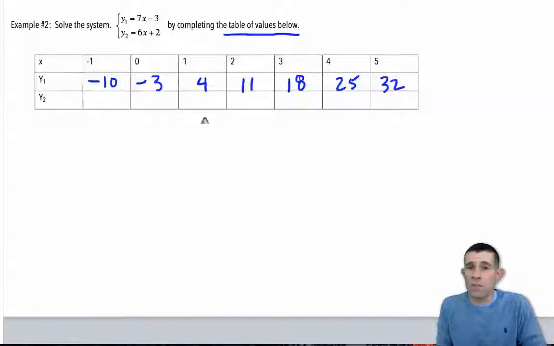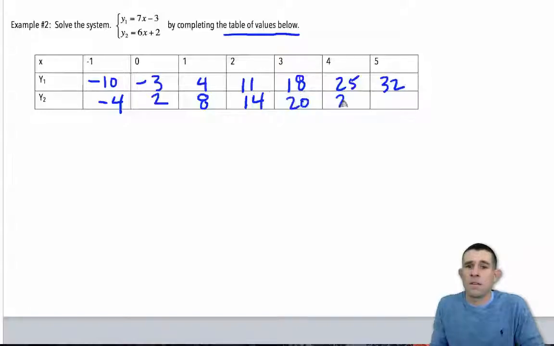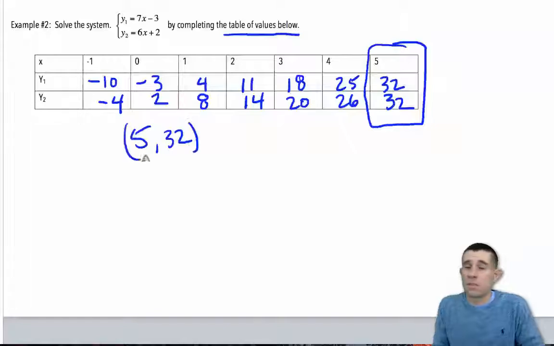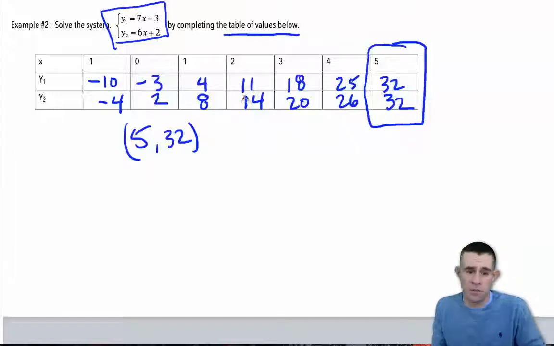All right, for y sub 2, I'm going to substitute my negative 1 in for my x. 6 times negative 1 is negative 6, plus 2 is negative 4. Now, again, this is going to have a constant slope or rate of change of 6, so we'll keep adding 6, and we'll go in increments of 6. So we'll end up with these points here. And you can see here that the one coordinate that they have in common is the coordinate (5, 32). So we say the solution to this system is the ordered pair (5, 32).